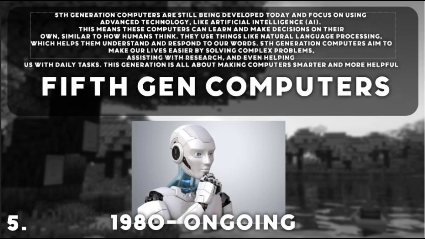Similar to more human thinking, they use things like natural language processing, which helps them understand and respond to our words. Fifth generation computers aim to make our lives easier by solving complex problems, assisting with research, and even helping us with our daily tasks. This generation is all about making computers smarter and more reliable and more helpful.